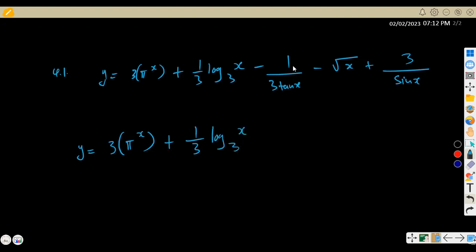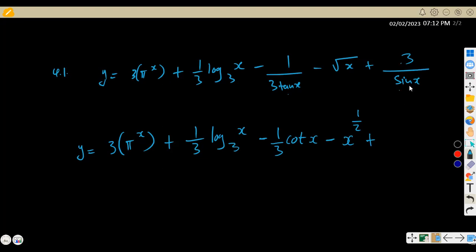All right, then here we've got 1 over 3, then it's tan x. Remember, guys, from our identities, 1 over tan gives us cot. So this is going to be minus 1 over 3 cot of x. From our exponents, we know that the square root is the same as the exponent of a half. From your mathematics N3, I hope you still remember this concept. So this is to the exponent of a half, plus then we've got 3 over sine of x.